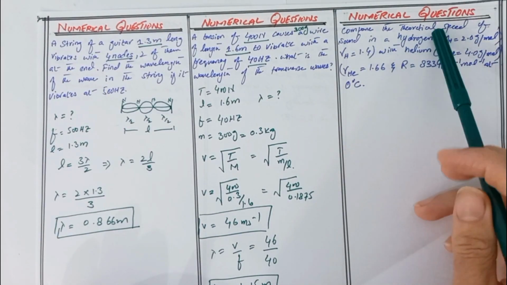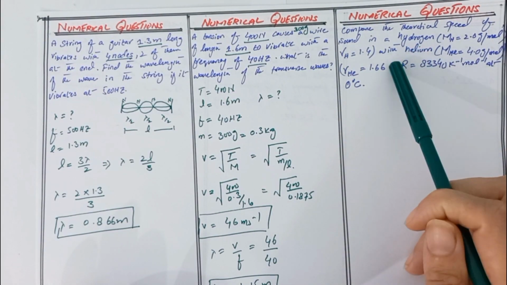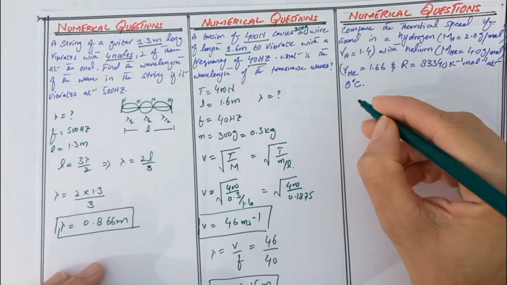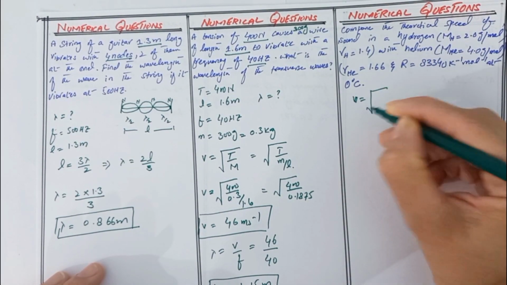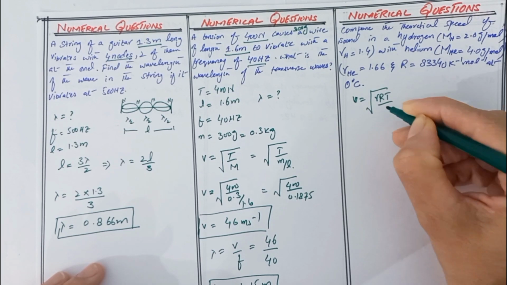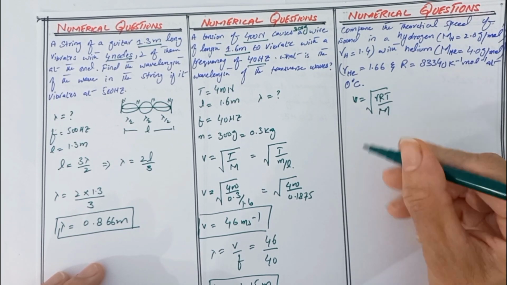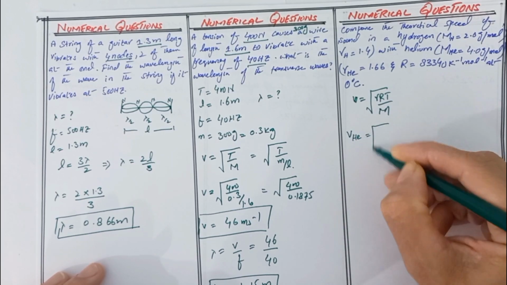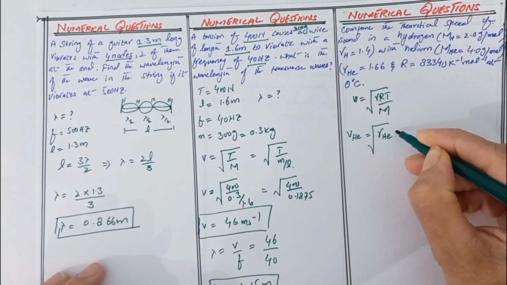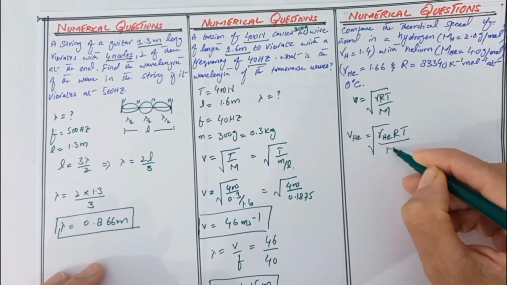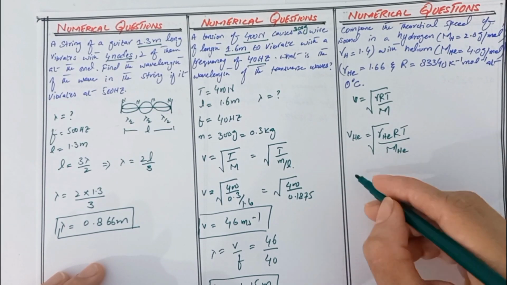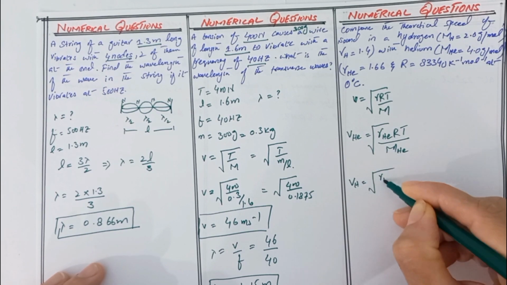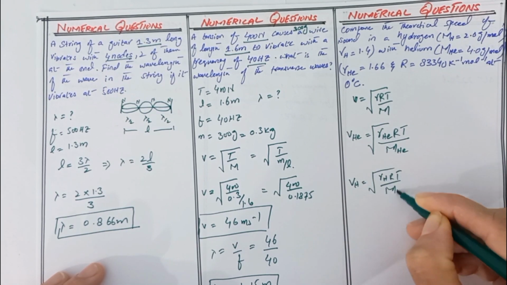In this numerical, compare the speed of sound in hydrogen with helium, where all the values are given. We know the formula: v is equal to sqrt(gamma RT over M). So here we write the velocity for helium as sqrt(gamma_He RT over M_He) and the velocity for hydrogen as sqrt(gamma_H RT over M_H).